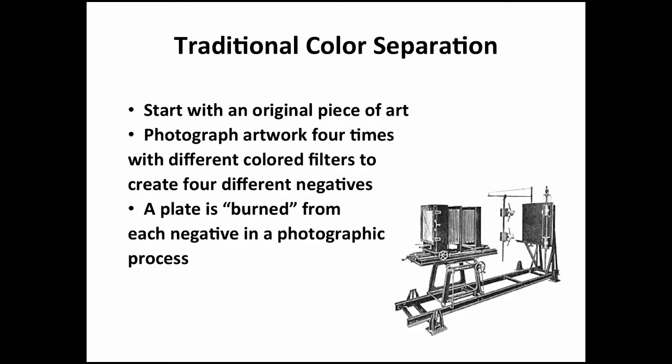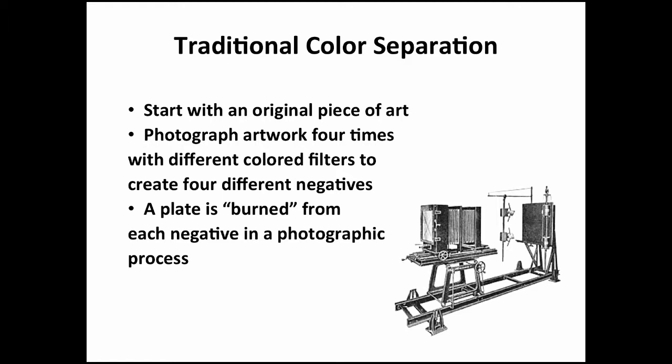In traditional photographic color separation, you always start with an original piece of artwork, some sort of hand-drawn, hand-painted piece of art. You place the artwork on a device called a graphic arts camera, and you can see a picture of a graphic arts camera in the lower right. These are very large, antique-looking contraptions. The artwork would be placed on that flat board at the far right, and there's a set of lights that illuminate the artwork on that board.